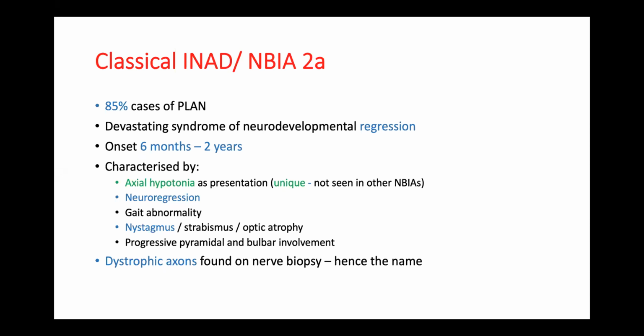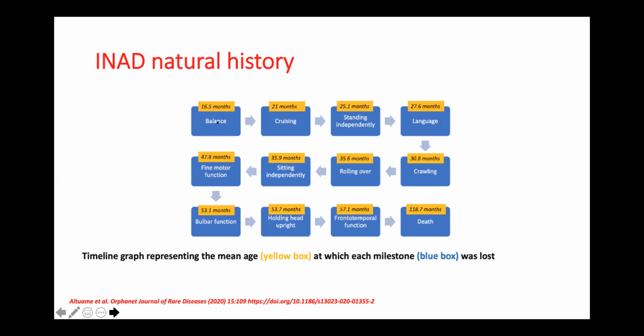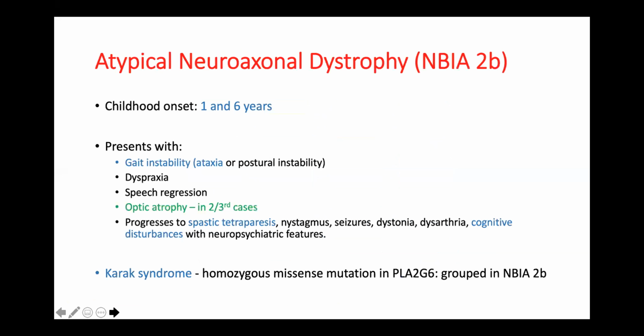They are characterized by axial hypotonia as presentation, and this is usually a unique presentation among all the other NBIAs. They have neuroregression, gait abnormality, nystagmus, strabismus, and optic atrophy with progressive pyramidal and bulbar involvement. Dystrophic axons are found on nerve biopsy, hence the name, although you don't need nerve biopsy to establish this diagnosis today. I'll not go into the details. So onset is usually in the early infancy, and then most of them die by around 5 to 6 years of age, such a rapid progression course.